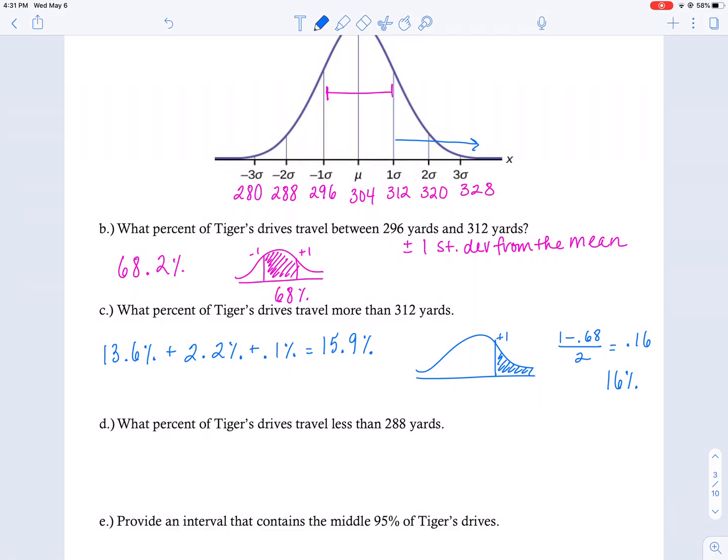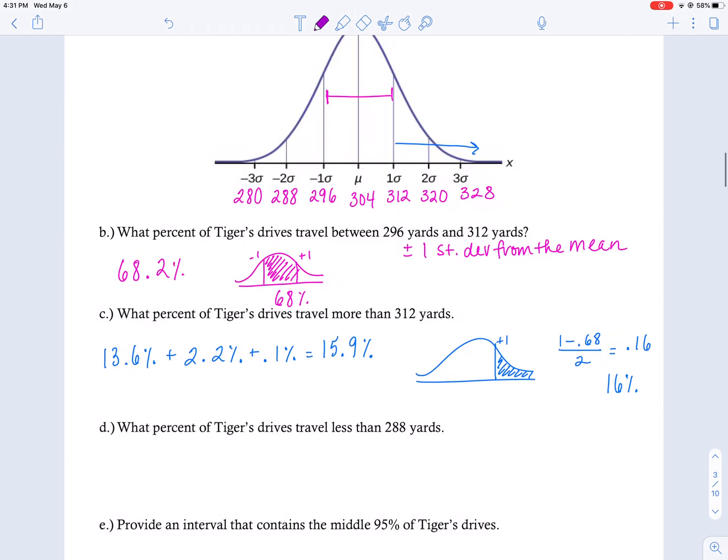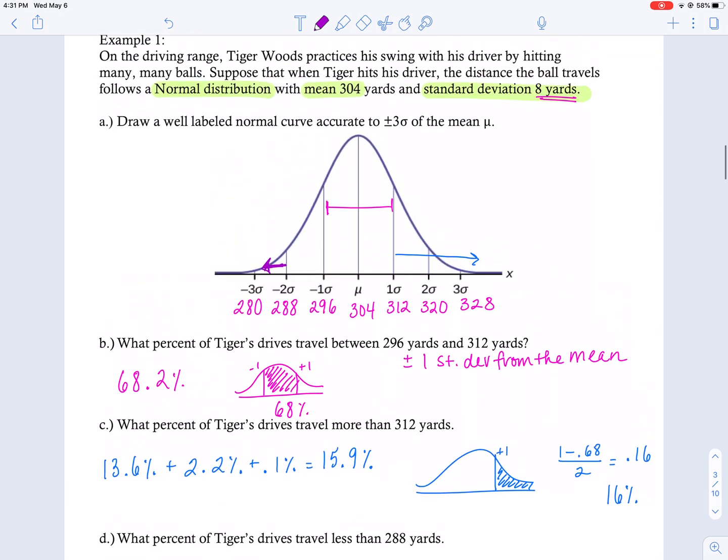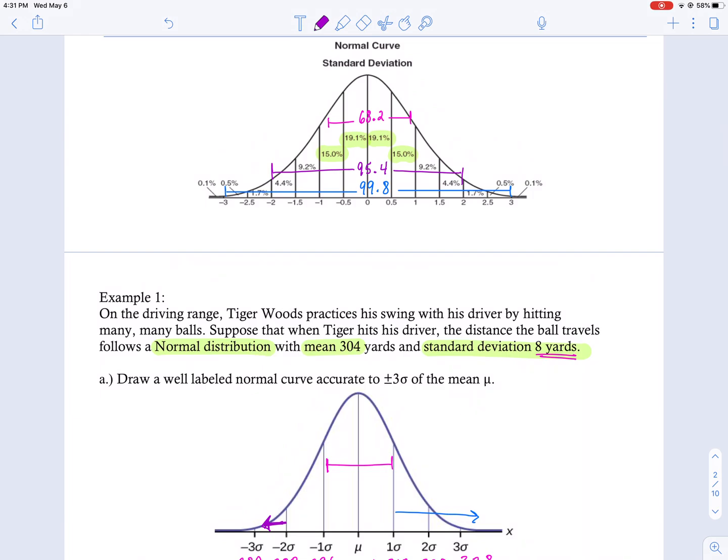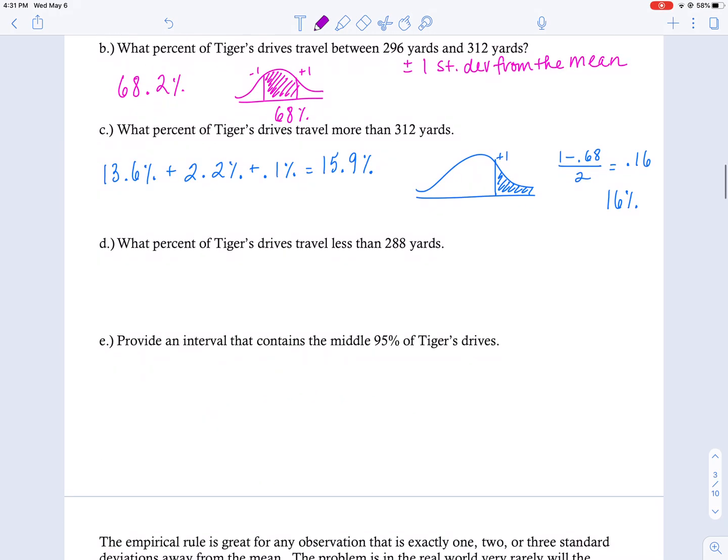Okay? Okay, let's look at the next one. What percent of Tiger's drives travel less than 288 yards? Okay, so less than 288 yards is here. That's under 2 standard deviations. Under 2 standard deviations is your 1.7, your 0.5, and your 0.1, which is your 2.2% plus your 0.1%, which gives you your 2.3%.